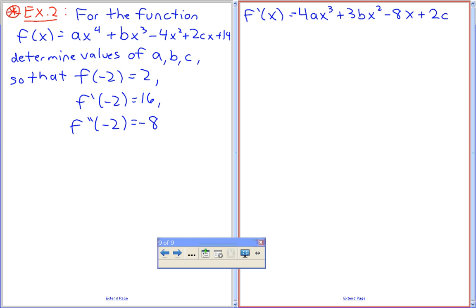Can I get another volunteer to give me f double prime of x? Somebody else, be brave. Melody, go. 12ax squared plus 6bx minus 8. Lovely. And the c has been wiped out, which is lovely because c is a constant.